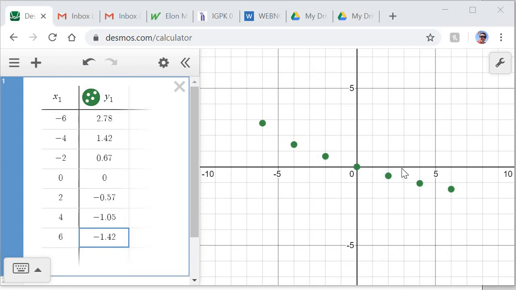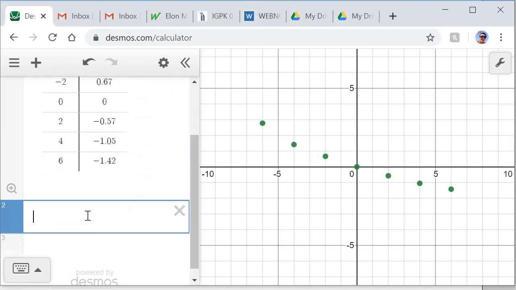Now take a look. Does it look linear? Well, it kind of does. It kind of looks linear. But you know what? It also kind of looks like a curve, and we're going to investigate this. The first thing we're going to do is make Desmos do a linear regression for this, and find the coefficient of correlation.